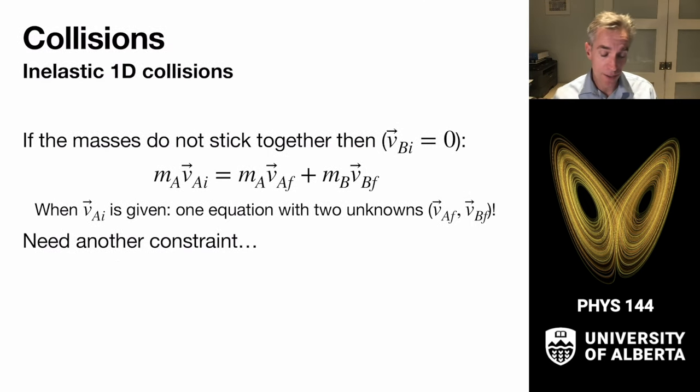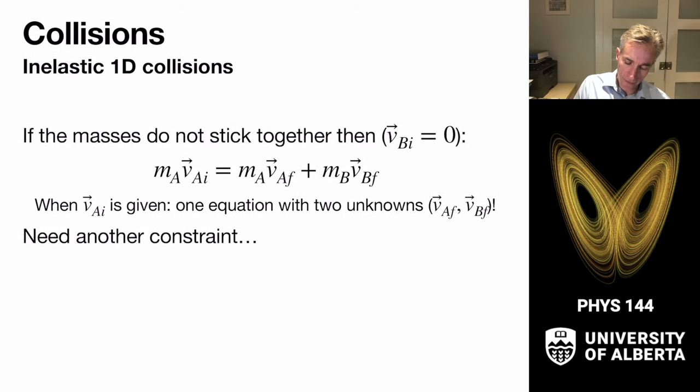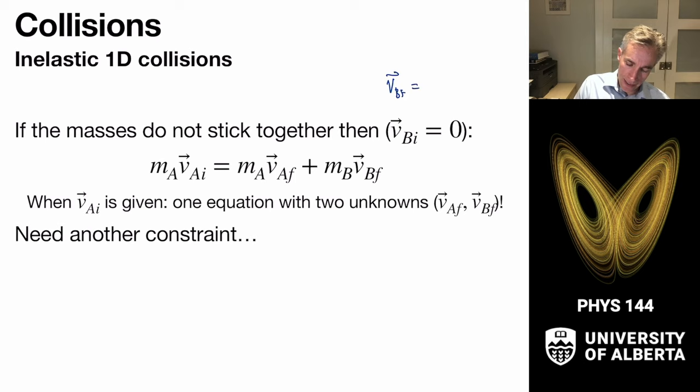All right, for my next trick, I want to consider what's going to happen if the masses do not stick together. We're going to assume that VBI is equal to zero here, but afterwards, VBF is no longer going to be equal to VAF. So the final velocities of these two particles will not be the same. In general, we're usually just given what the VA initial is. VB is going to be zero, and then we come out with one equation that has two unknowns in it, VAF and VBF.